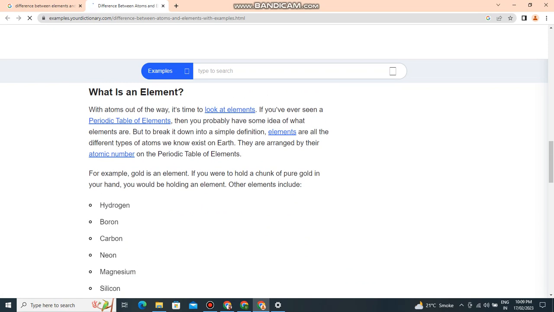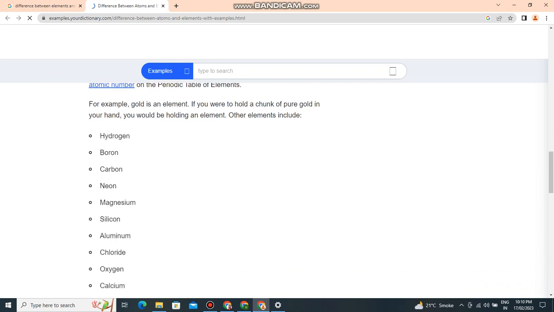What is an element? With the atoms out of the way, it's time to look at elements. If you have ever seen a periodic table of elements, then you probably have some idea of what elements are. But to break it down into a simple definition, elements are all the different types of atoms we know exist on Earth. They are arranged by their atomic numbers on the periodic table. For example, gold is an element. If you were to hold a chunk of pure gold in your hand, that is an element.